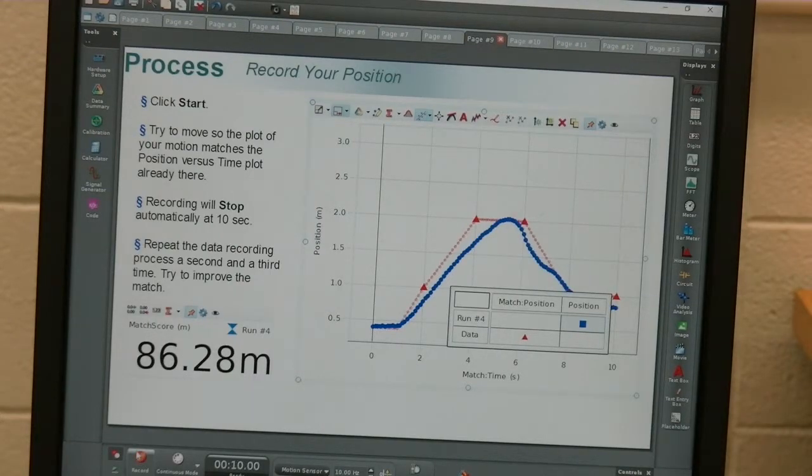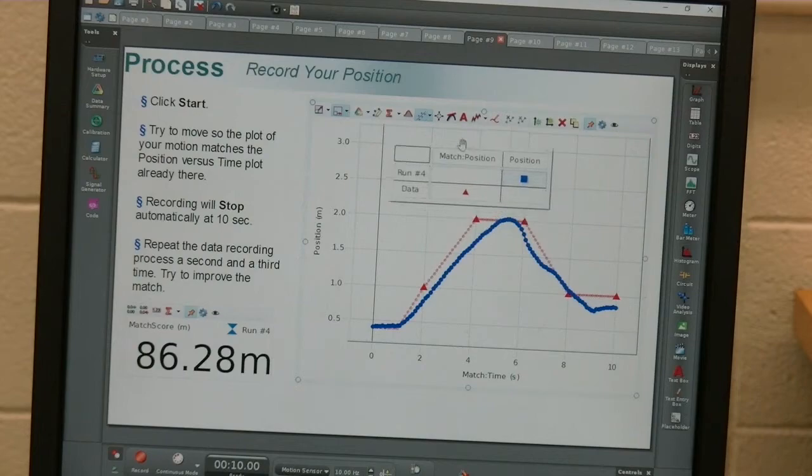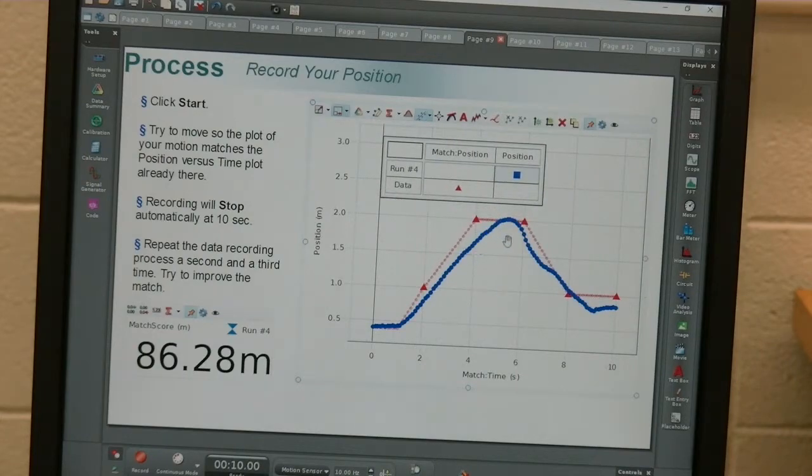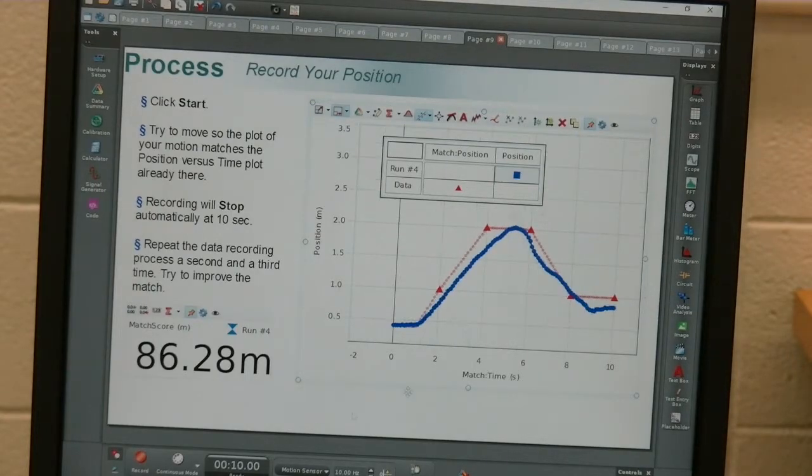Okay, so that was a little better. Slower going back, and that's just because I didn't want to run into a table behind me. And then I started going back a little sooner, and then I overshot where I wanted to go back to. So that's what this part is. It's just showing that your position over time, we can easily measure that. And I have a decent match score of 86.